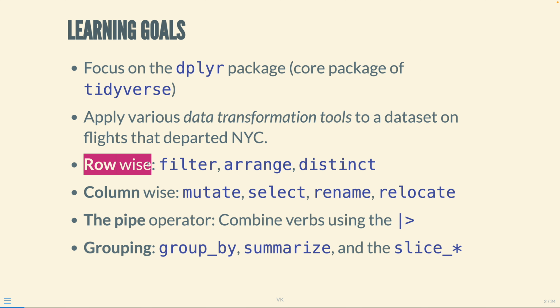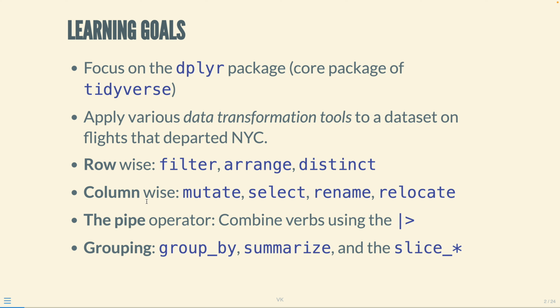We'll start with talking about row-wise verbs that are filter, arrange, and distinct. We'll talk more about what these mean. Then we'll get into column-wise verbs, which are mutate, select, rename, and relocate.